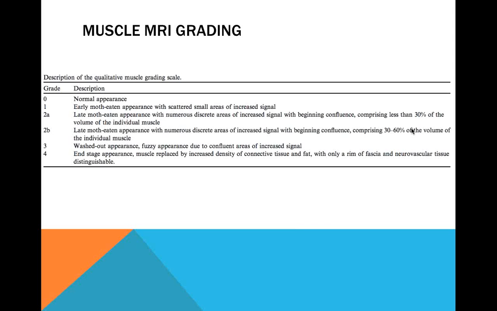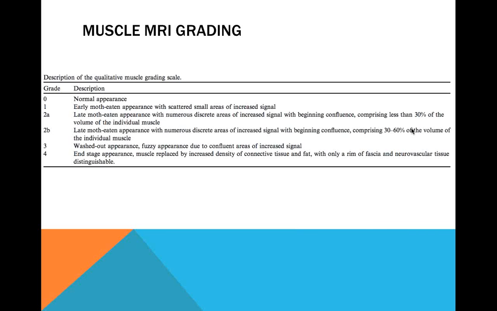2A means late moth-eaten appearance with numerous discrete areas of increased signal with beginning confluence comprising less than 30% of the volume of the individual muscle. 2B is late moth-eaten appearance with numerous discrete areas of increased signal with beginning confluence comprising 30 to 60%. 3 is a washed out appearance, fuzzy appearance due to confluent areas of increased signal, so the whole muscle starts to look white or bright.